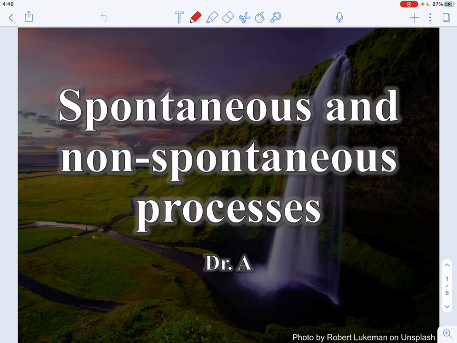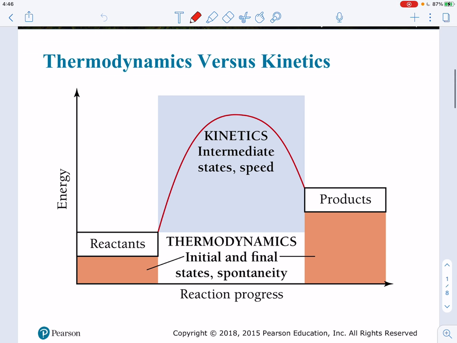More specifically, if we compare thermodynamics versus kinetics, when you are studying chemical kinetics, the question that you are trying to answer is how reactions happen. How do they occur? In terms of what the steps of those reactions are and how fast that reaction can go, that's the role of chemical kinetics.